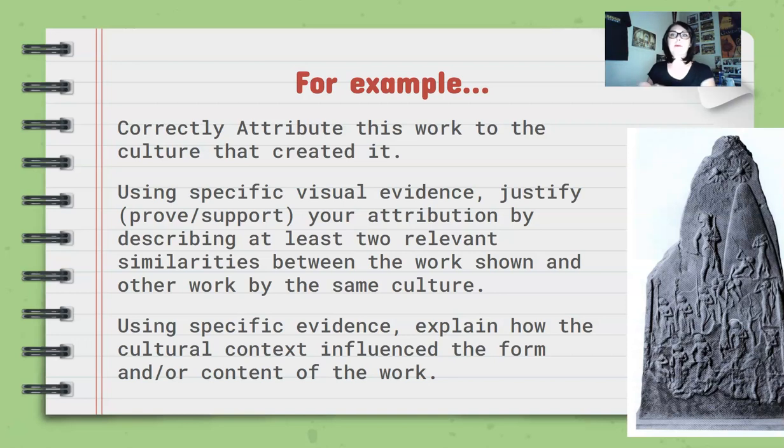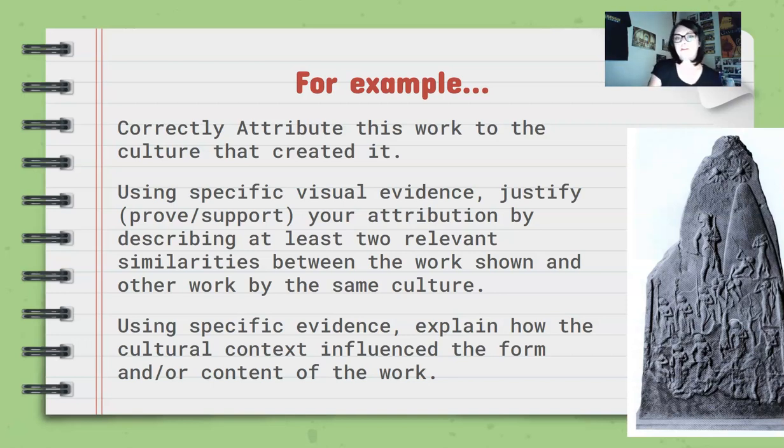So then you would come up with another way. How does it do it? Well, you could stretch this a little bit, but it almost looks like it tells the story in registers, right? So it starts with Naram Sin, works its way down. So it tells the story in registers, which was very common for Near Eastern art that was telling some kind of story. So you could say, I know because it looks like this work, and here is how these two works are similar, all right?